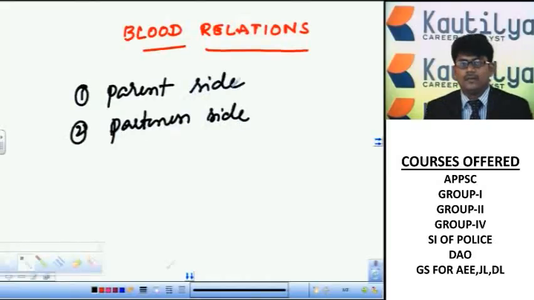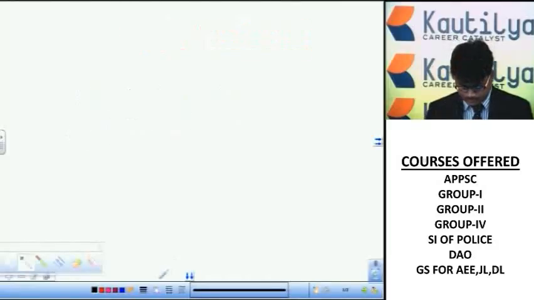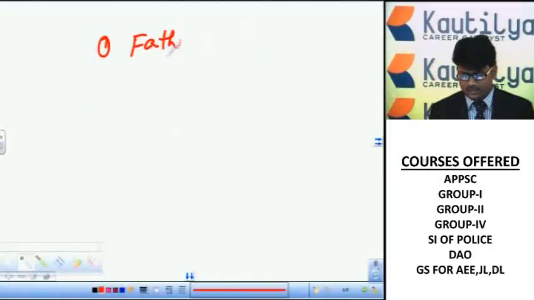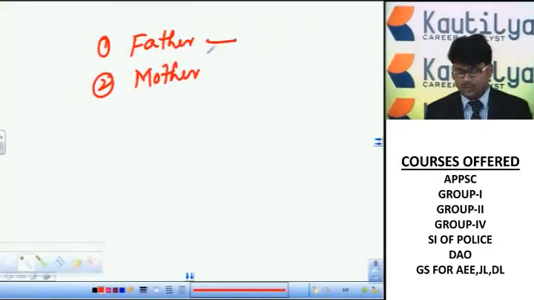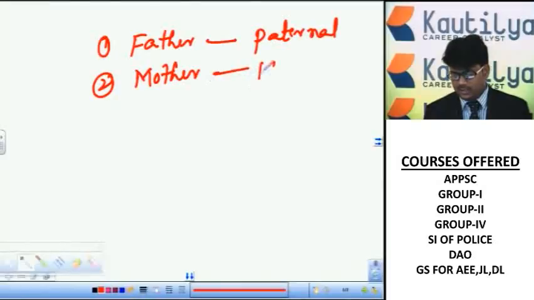Then the first one, parent side relations, are again classified into two: the first one is father side relations, and the second one is mother side relations. Father side relations are called paternal relations. Mother side relations are called maternal relations.